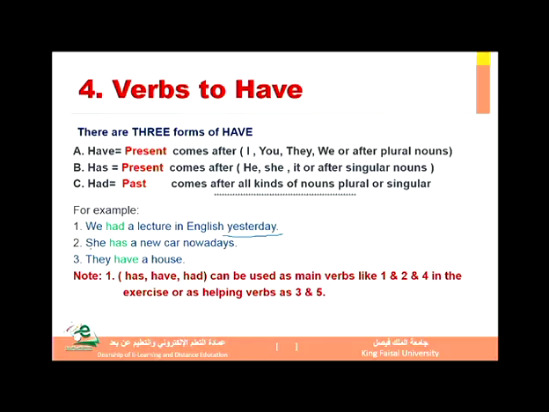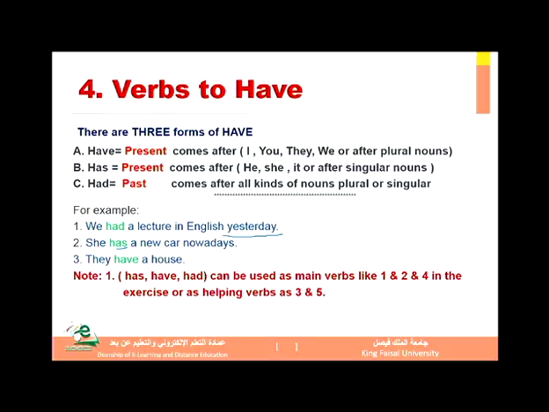Example number 2. She has a new car nowadays. She has a new car nowadays. So notice that we used has. Why? Because the subject is she. It's singular. And as we could see here with she, we use has. Okay, number 3. They have a house. They have a house. So we used have. Why?